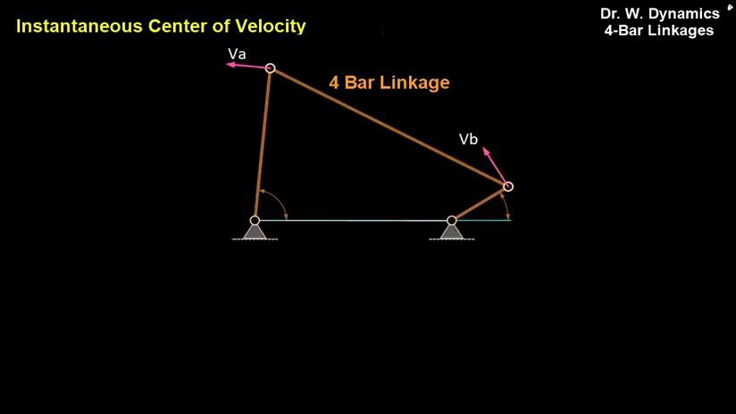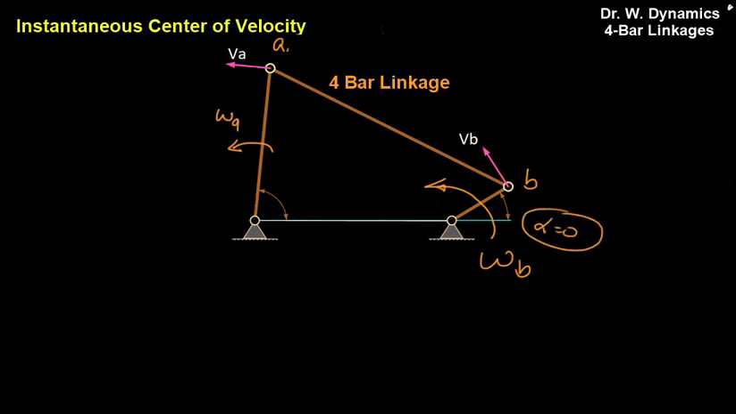Here's a true 4-bar linkage where we have 1, 2, and 3 links, and the ground is considered a link. And if we have an input, let's say over here, the omega of B, call that B and A, it'll drive these links around and we'll end up with some omega of A, and maybe this has no alpha. This link might have an alpha. We'd have to check that along with this linkage.